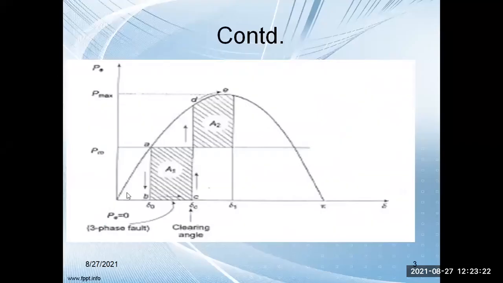Because here the electrical power output is 0 and the mechanical input is fixed, the input is greater than the output, so the rotor gets accelerated. Now, up to what time will it be accelerated? Let us say up to delta equal to delta C. Here the fault has occurred; now you clear that fault, that means you open the circuit breaker. The power output is 0, input is more, so the rotor will continuously accelerate.